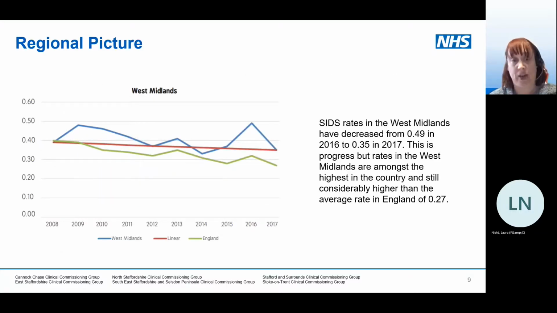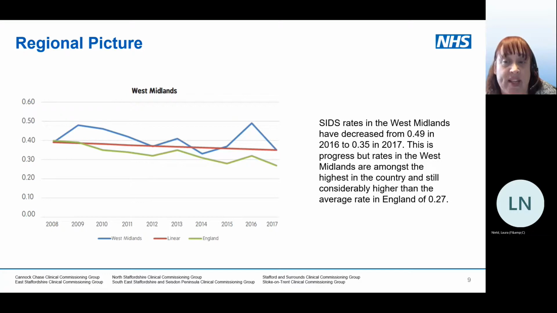This is the regional picture. So this is to look at the cases locally to us in the West Midlands. The West Midlands line is the blue again, the England line is the green. You can see that the rates in the West Midlands, albeit that they've decreased, so there's been a decrease. The most recent figures here are 2017.